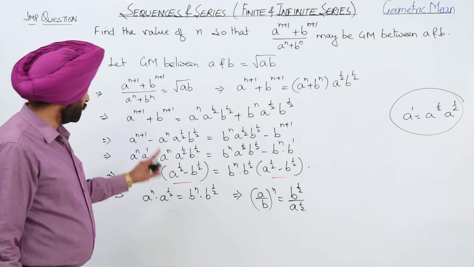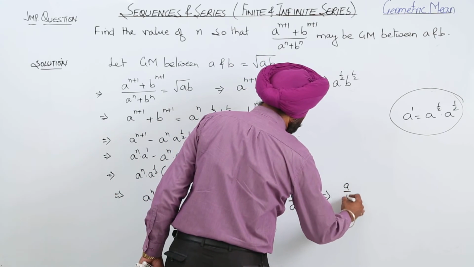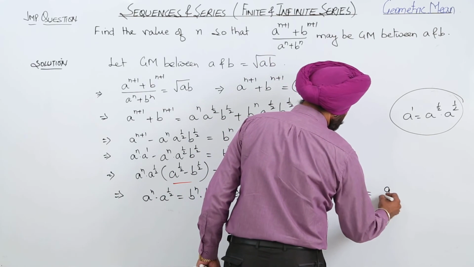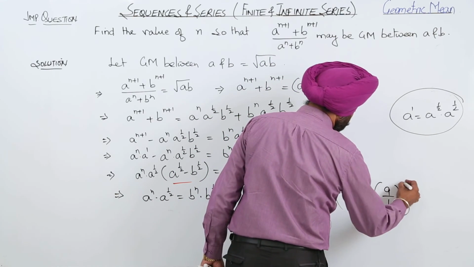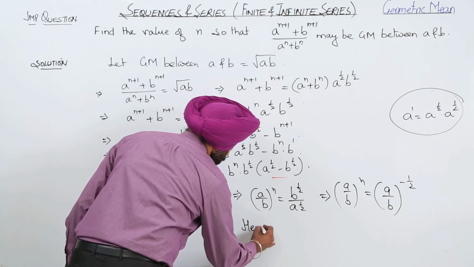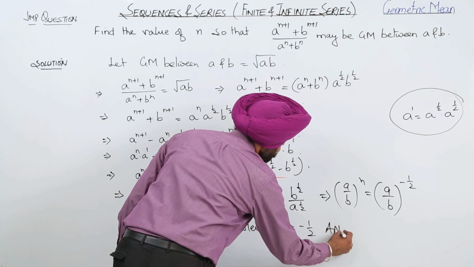Now further again to this what we can write? (a/b)^n is equal to (a/b)^(-1/2). Hence n is equal to minus 1 by 2. This is the answer.